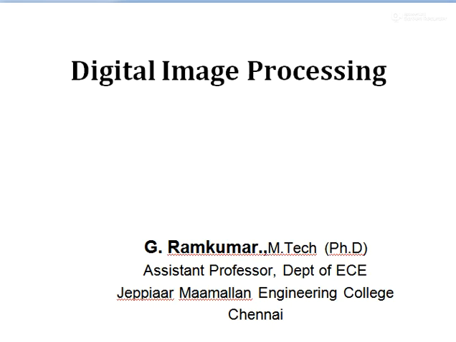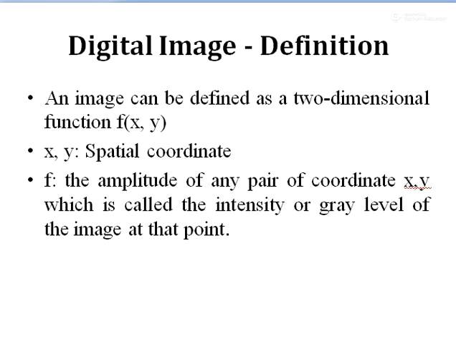Processing an image which is digitalized in nature is said to be digital image processing. Then what is meant by image? An image is the projection of the three-dimensional world into a two-dimensional object. It can be defined as a two-dimensional function f of x comma y, where x comma y are the pixel coordinates, the spatial coordinates, indicating a particular location. Whereas f is the amplitude at any pair of coordinates. It is also called the intensity or gray level of the image at that point. So this is the definition for a digital image.